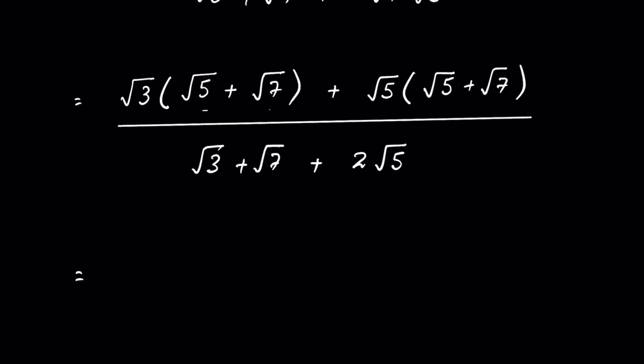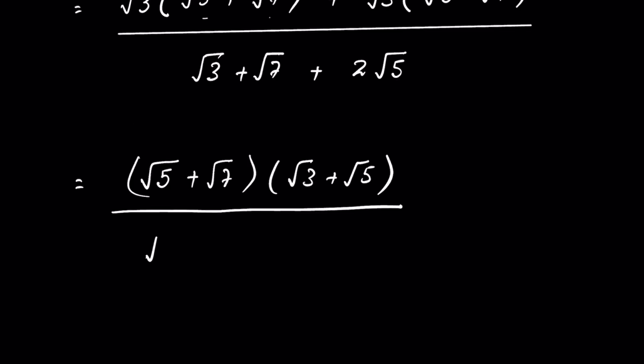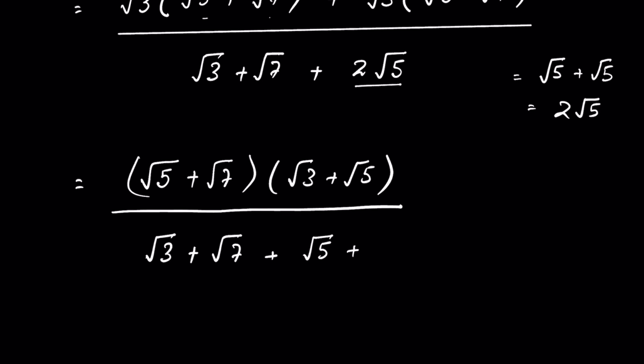Now square root of 5 plus square root of 7 is the common factor here. We can take it common. Remaining factors are square root of 3 plus square root of 5, then upon square root of 3 plus square root of 7 plus 2 times square root of 5. It's also equal to square root of 5 plus square root of 5. This will give us 2 times square root of 5.